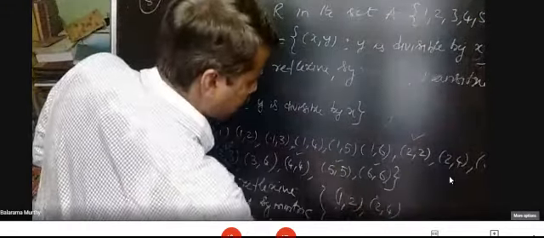Clear guys? Clear. So on what basis are we taking R as transitive? (1, 2) is there, and then (2, 4) is also there, then (1, 4) is also in the relation. Clear? Yes, sir. This is an example. Similarly, one more we can take.